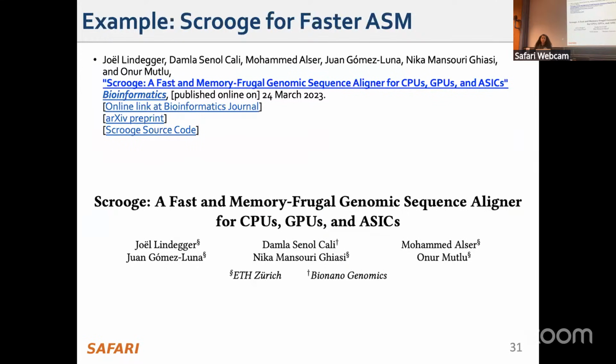We also have some follow-up work called Scrooge, which is a fast and memory-frugal genome sequence aligner on CPUs, GPUs, and ASICs.